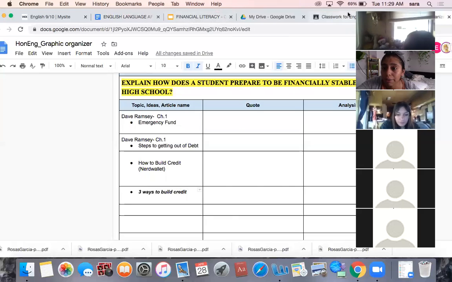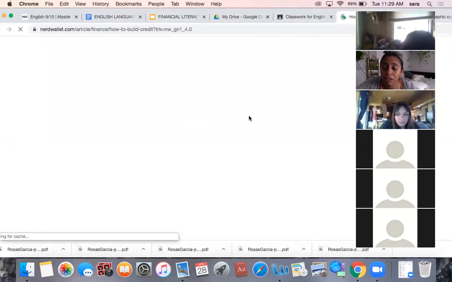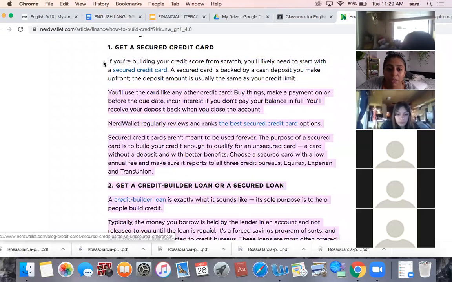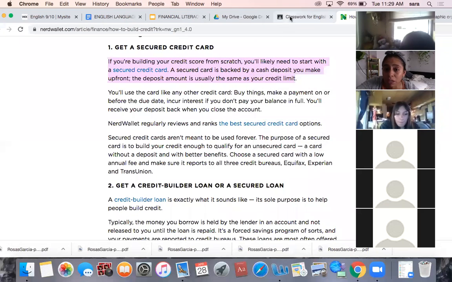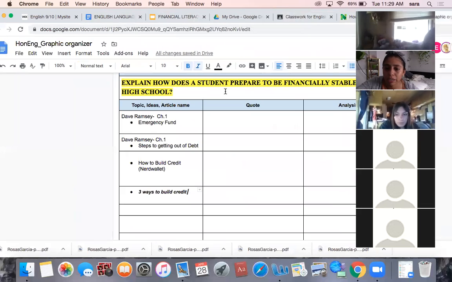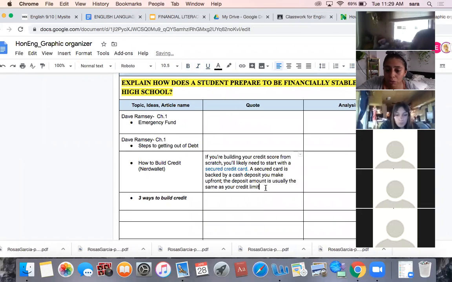Like you go to that and you're like, oh, I found this pretty good quote on how to build credit, right? I'll just copy this part. I'm just giving you an example. I'm not saying that that's the part you got to look for. There it is, right? And all I got to do is paste it. Bam, I have my quote. Put it in quotes. And then all I got to do is write my analysis.